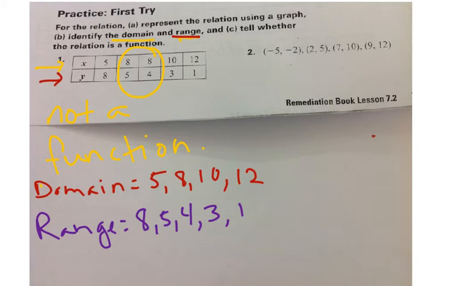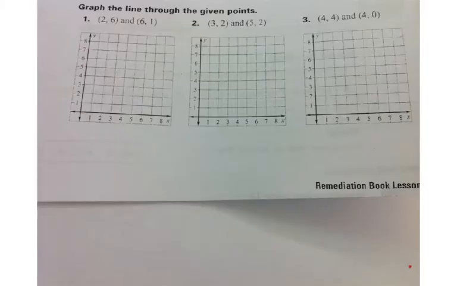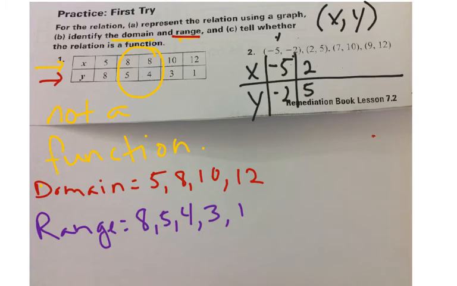Now problem 2, it might be easier for you to rewrite this in the same format as the first situation using your x and y. Well, we know that when we have parentheses, we always put it in alphabetical order, in order of x and y. So our x is negative 5. Our y is negative 2. When our x is 2, our y is 5. When it's 7, we have 10. And when it's 9, we have 12. So that might be easier for you for graphing purposes and to look for a pattern.